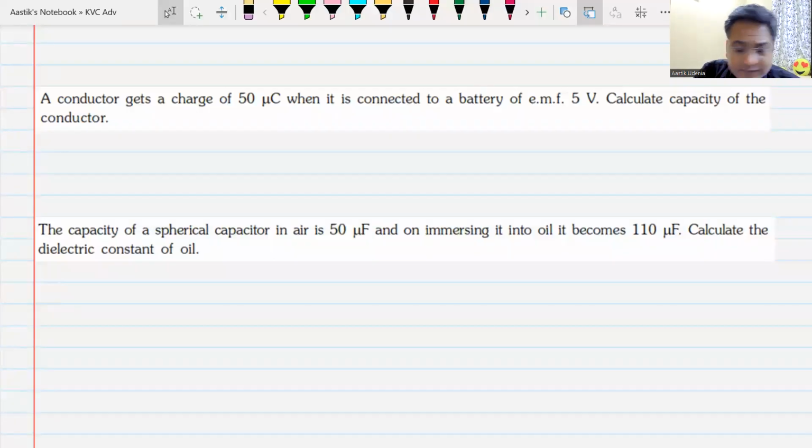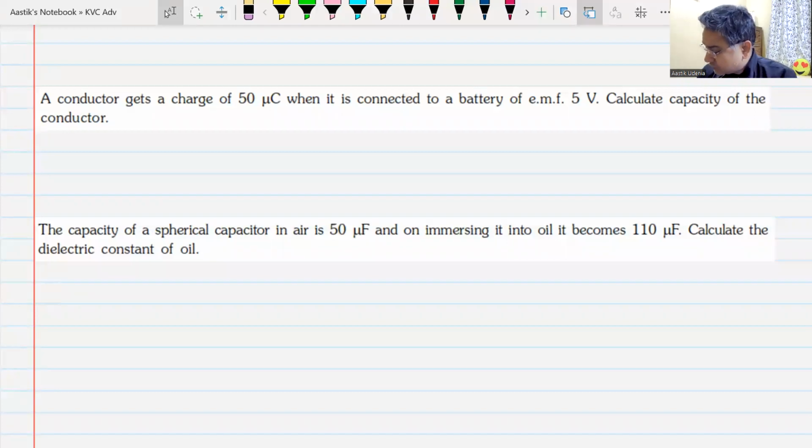Then here are two very simple questions. A conductor gets a charge of 50 microcoulomb when it is connected to a battery of 5 volt. What is the capacity of the conductor? The capacity of a conductor in air is 50. On immersing it in oil, it becomes 110. What is the dielectric constant? I'll give you 2 minutes to give me the answers fast for these two.